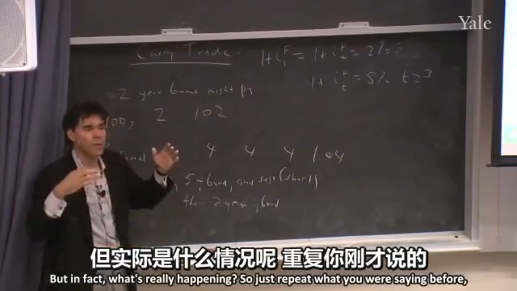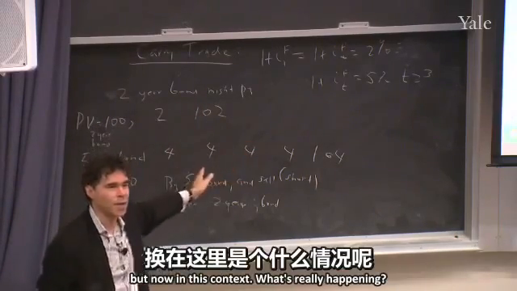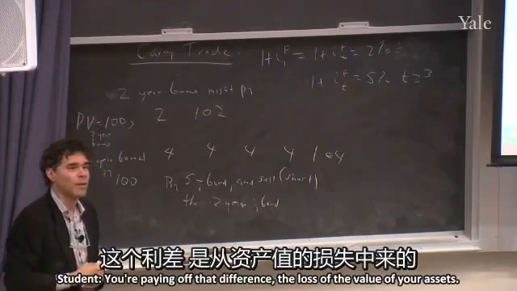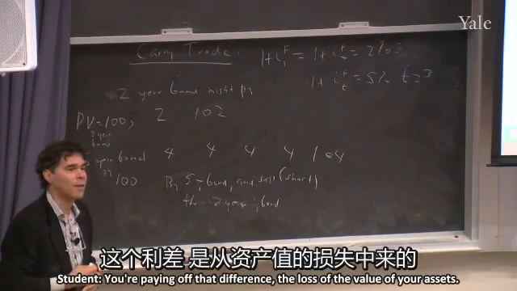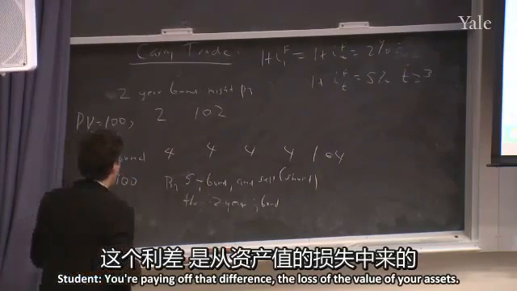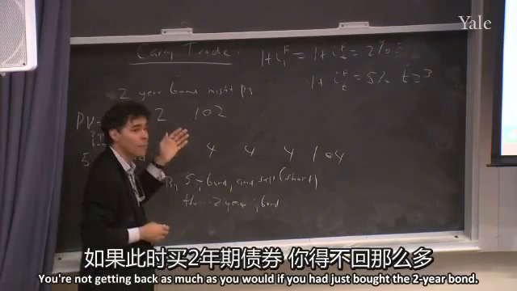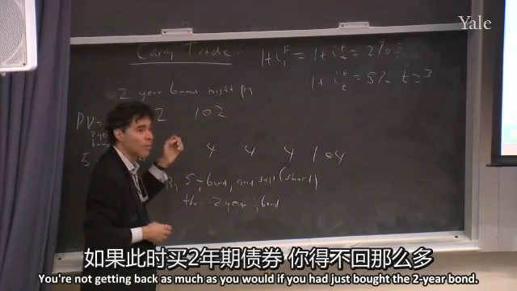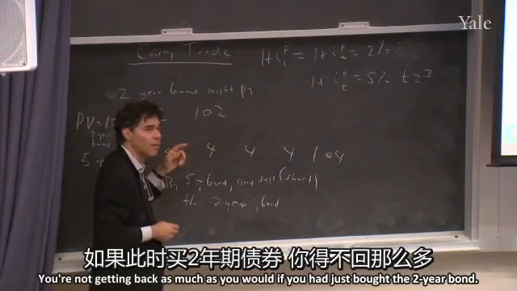But in fact, what's really happening? So just repeat what you were saying before, but now in this context, what's really happening? You're paying off that difference in the loss of the value of your assets. You're not getting back as much as you would if you had just bought the 2-year bond.